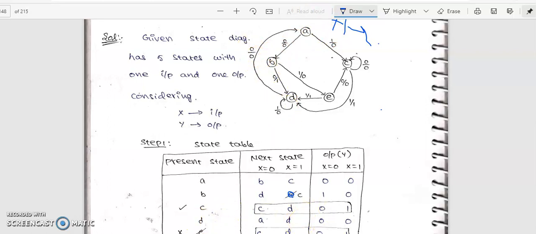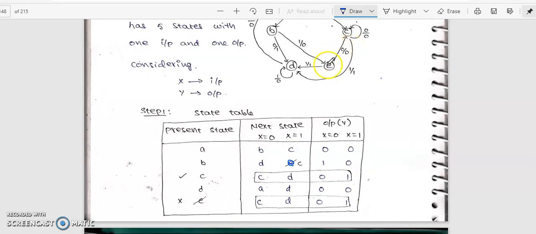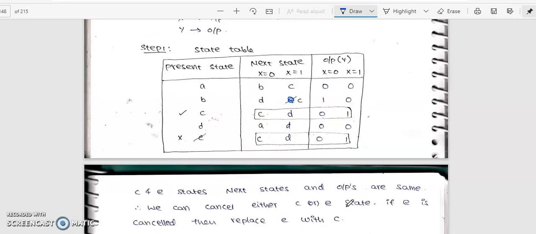So all these points have to come. Next, state E is going to state C when x is equal to 0 with output equal to 0. Next, state E is going to state D when x is equal to 1 with output y equal to 1. I hope that is clear.